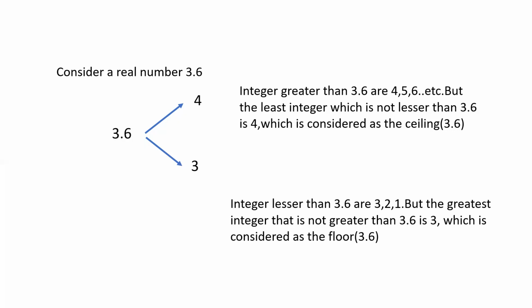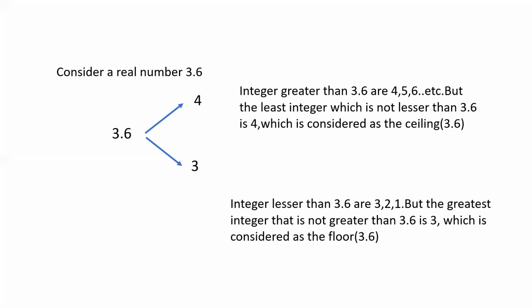So the definition of floor, you can give it as the greatest integer that is not greater than a real number x, while for the ceiling the definition will be the least integer which is not lesser than a real number x. So the definition will confuse you, but you can directly write what is the floor of 3.6. Floor of 3.6 will be 3, and ceiling of 3.6 will be 4.